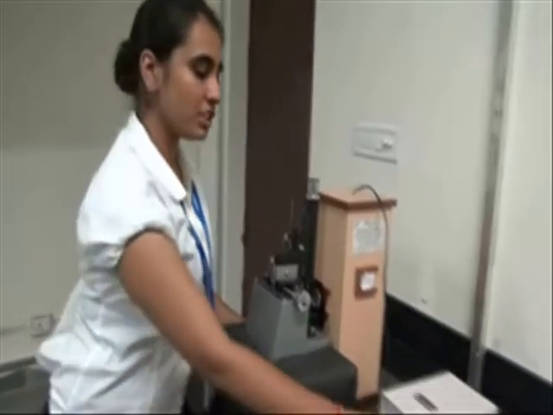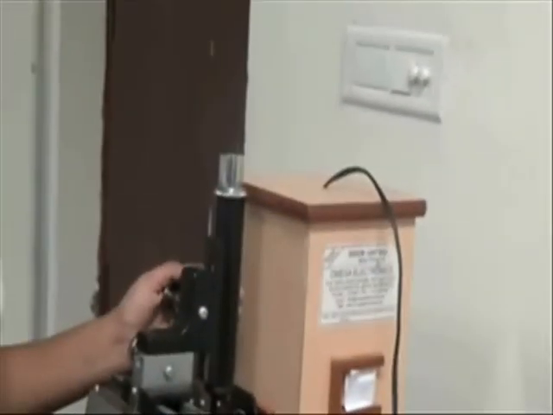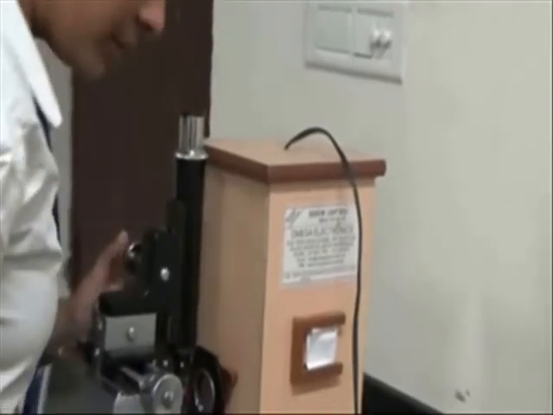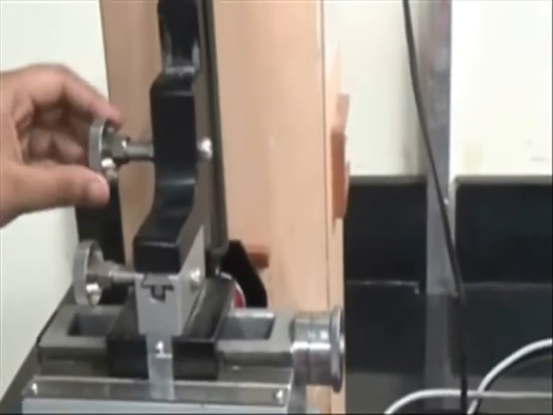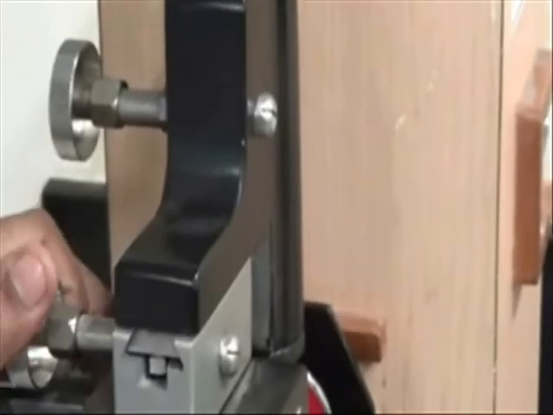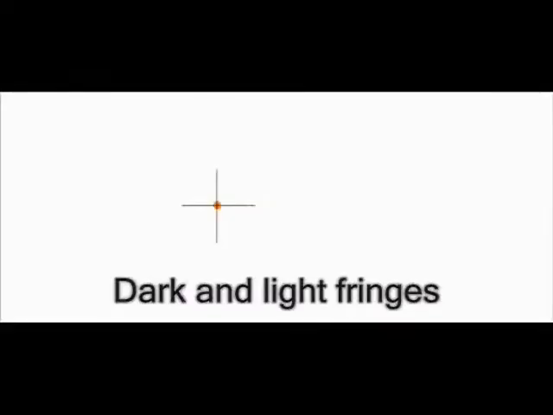plate. Procedure: turn on the sodium vapor lamp. View the dark and bright rings through this microscope like this. If the dark and bright rings are not formed or visible correctly, adjust the microscope through these screws to view them correctly. It is observed that the series of dark and light rings are seen, with each of them centered at O. These concentric rings are known as Newton's rings.